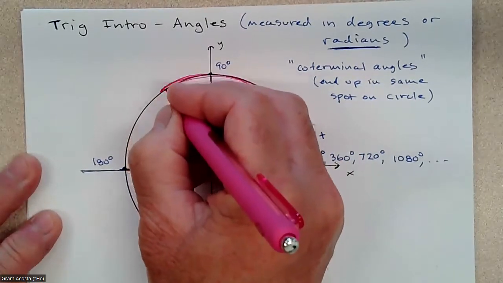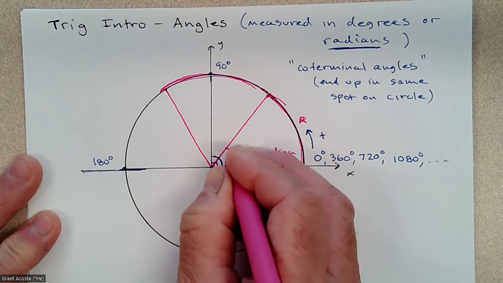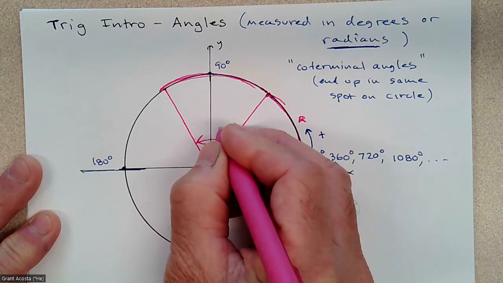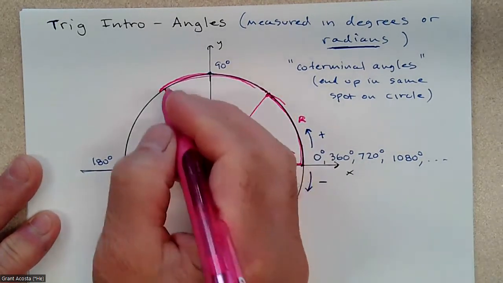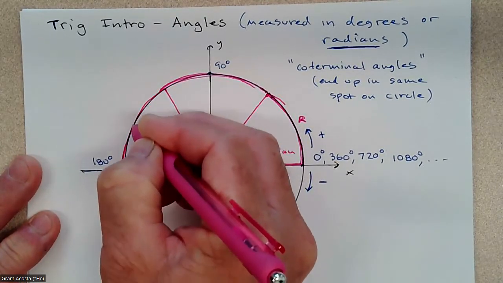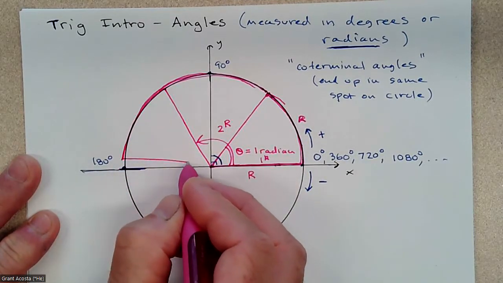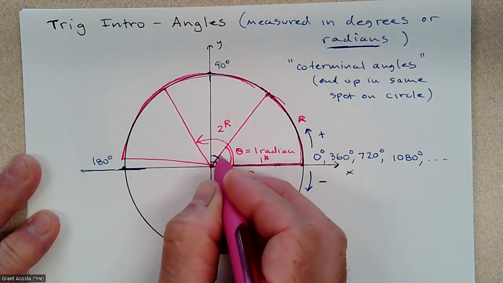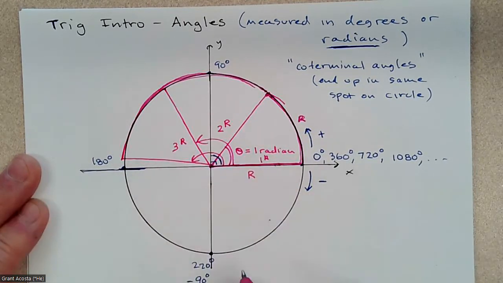Maybe I overshot it a little bit. From 0 all the way to this angle, that would be an angle of 2 radians. And if I were to do 1 more radian, I'm going to estimate that it's going to put me about right here. So this angle from here to here is 3 radians.